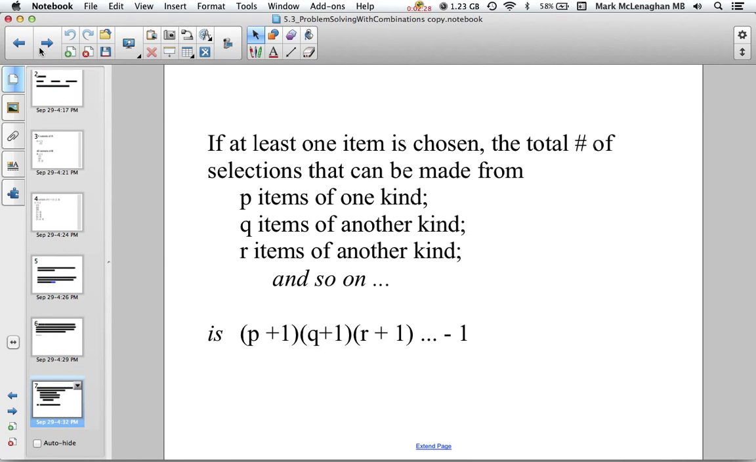If at least one item is chosen, the total number of selections from P items of one kind, Q of another kind, R of a third kind, and so on is (P plus 1)(Q plus 1)(R plus 1) and so on, minus 1. So these are for when we have repeated items, or items that are indistinguishable.